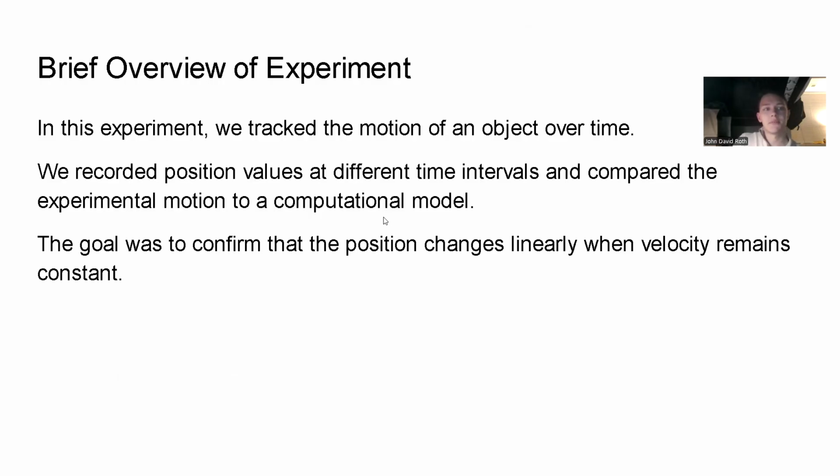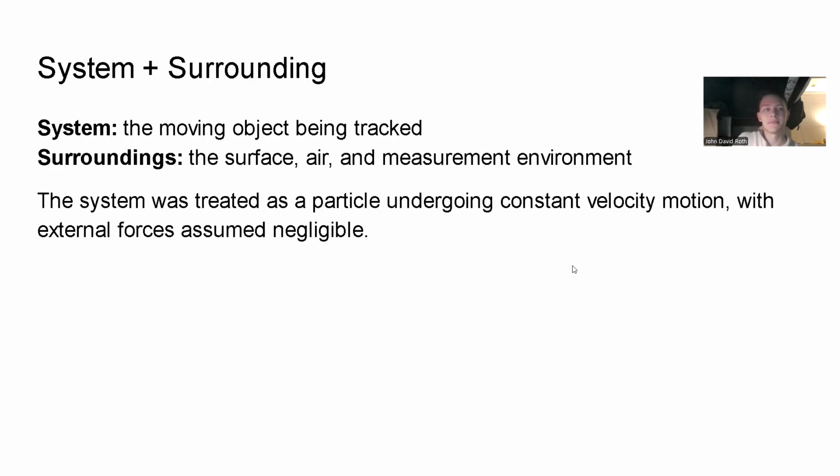A brief overview of this experiment is we tracked a motion using a tracker over time. We recorded the position values at different time intervals and compared the experimental motion to a computational model. The goal was to confirm that position changes linearly when a velocity remains constant.